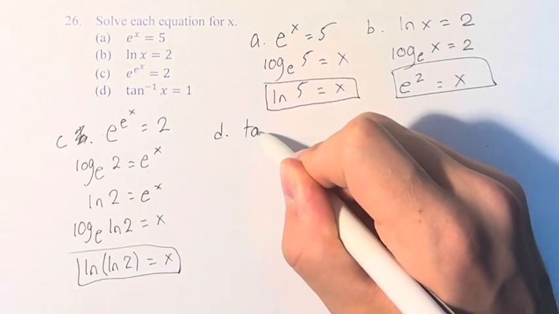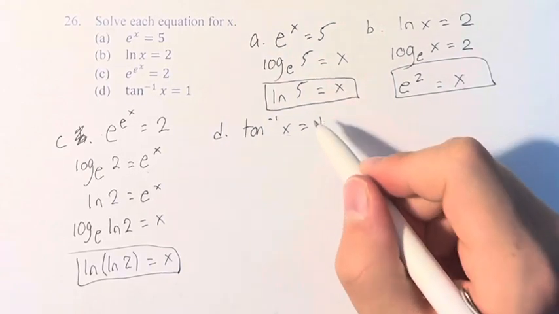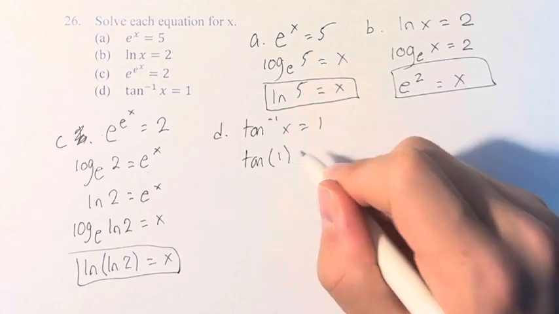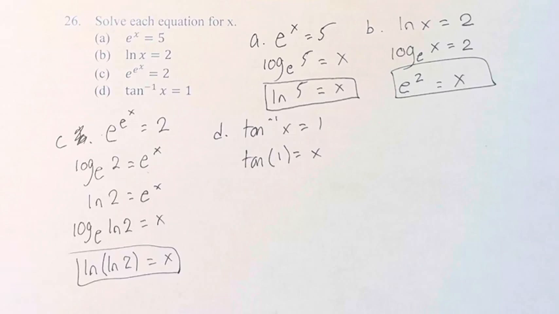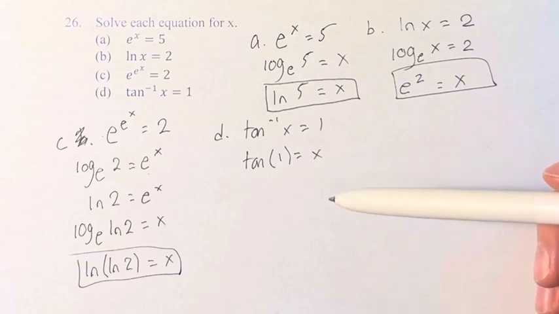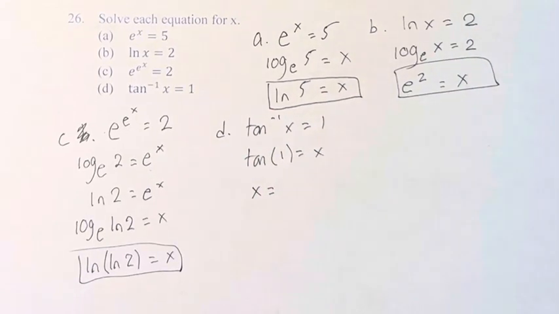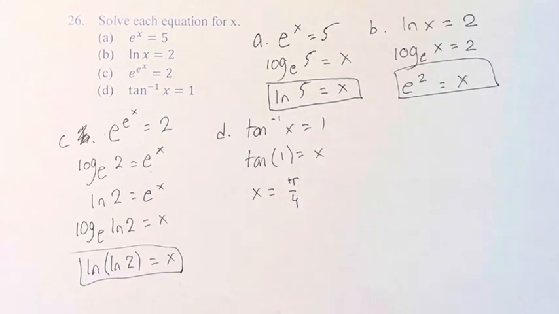Finally, we have inverse tangent of x equals 1. If the inverse tangent of x equals 1, then tangent of 1 equals x. What is the tangent of 1? x equals pi over 4.